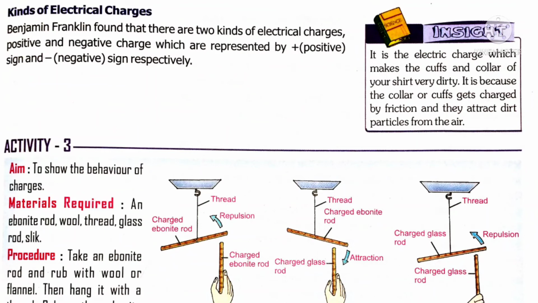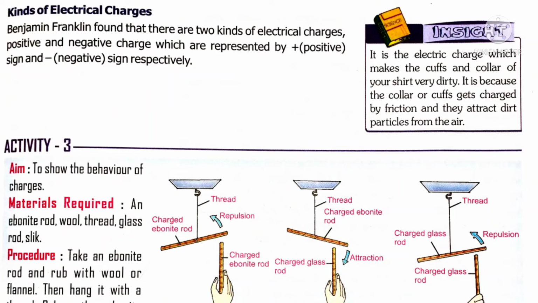There are two kinds of charged particles, that is positive and negative charges. Charges were discovered by Benjamin Franklin. Such charges are denoted by plus and minus signs. Now look at activity 3, first diagram. These two ebonite rods are rubbed with wool. Since they are rubbed with wool, both attain the same negative charge. On rubbing an ebonite rod against wool, the ebonite rod gets negative charge and the wool gets positive charge. So here both the ebonite rods are rubbed with wool, so both get negative charge.